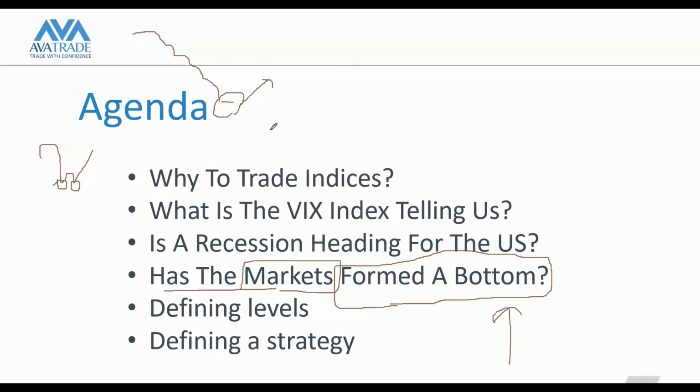Now if the market has formed a bottom, or if the market hasn't formed a bottom, we will look at that from the market's perspective. Just in a bit, we're going to go on to the charts, and then we're going to look at these two important ones, defining levels and defining strategies. But are you guys clear about this particular concept so far?